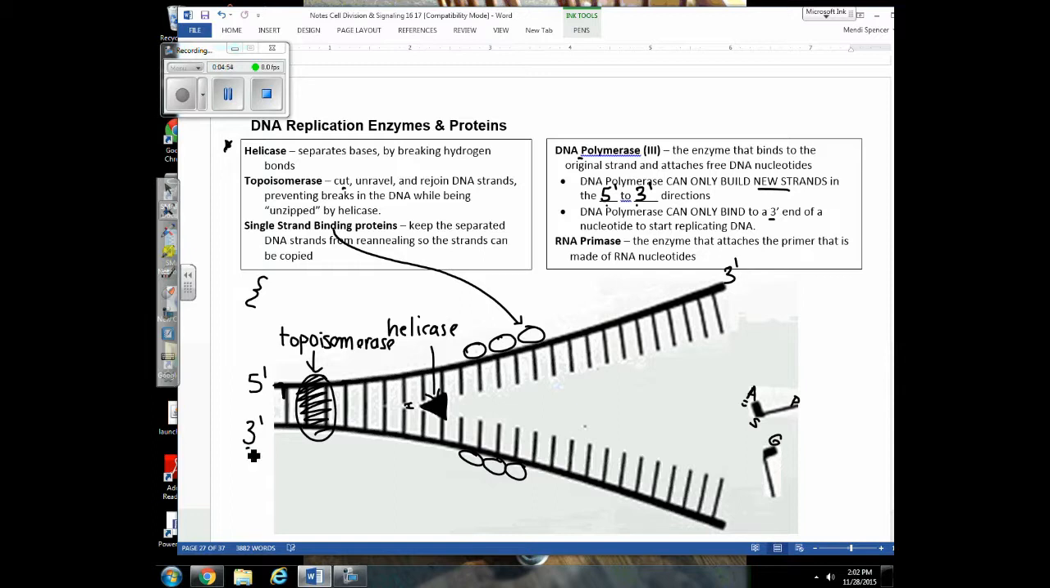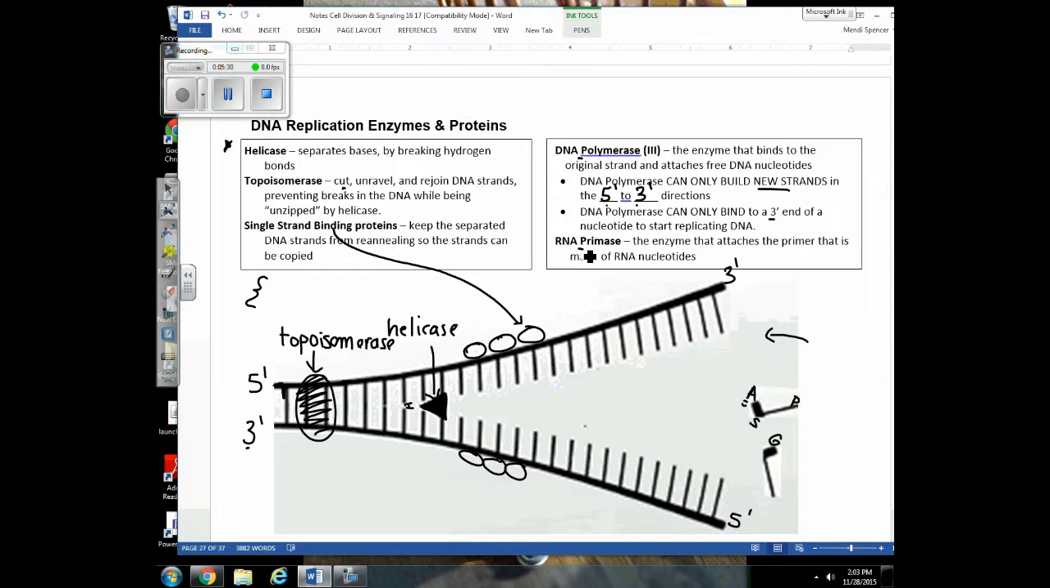If this starts with the 3', then this is going to be the 5' end down here. Now, I can't go through what DNA polymerase is going to do specifically yet, because DNA polymerase cannot just hook on to this DNA strand and start replicating it. It has to have a 3' end of a nucleotide to hook on to. But a molecule that can just hook on to a strand of nucleotides and match up bases to it is this molecule here. It's called RNA primase.